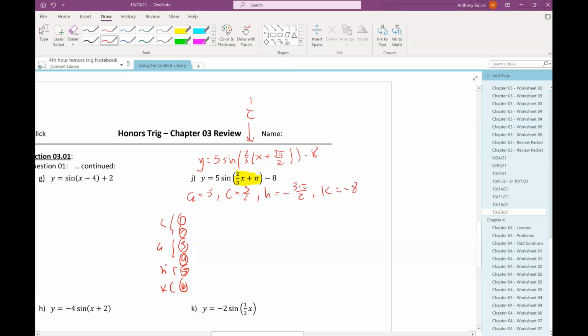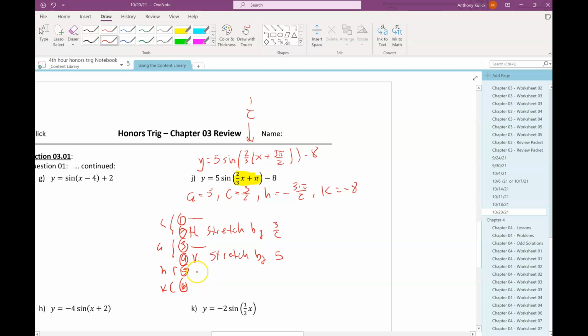So the order I like to do this, I do C, A, H, K. So the first thing I do for either C and A is the reflection part. Since C is positive, there's no reflection. And since the absolute value of C is greater than 1, we have a horizontal stretch by a factor of 3/2. Since the A is positive, it gives me no reflection. And since the absolute value of A is greater than 1, I also have a vertical stretch by a factor of 5.